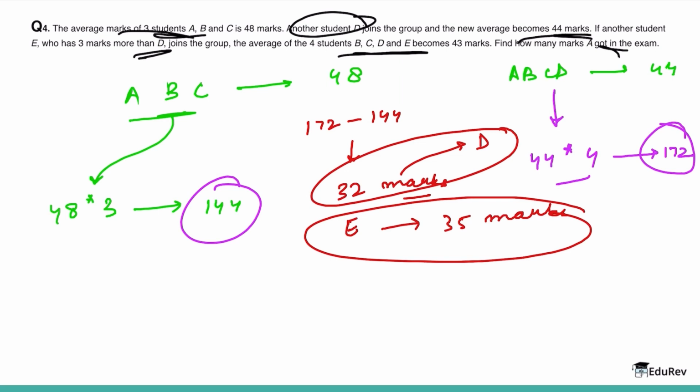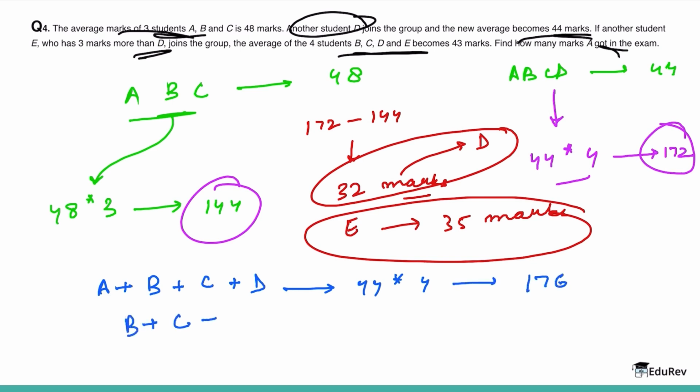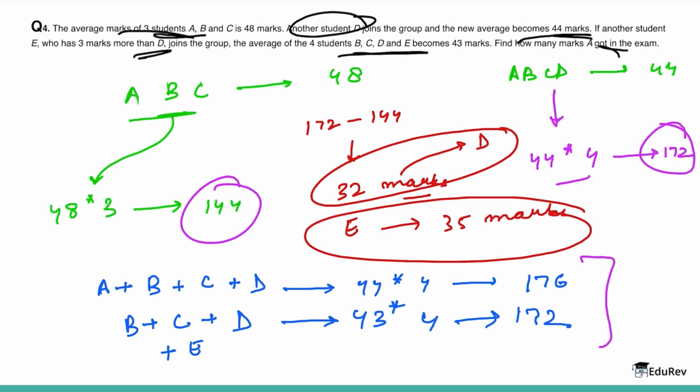Now it's further stated that when A is replaced by E, the average marks of the students is reduced by 1 to 43. Correct. So mathematically, how can I show this? It will be that A plus B plus C plus D has 44 times 4, that is 176 marks. Whereas B plus C plus D, also when E was added to it, has what? 43 times 4, that is 172 marks. This is how I can portray this mathematically.